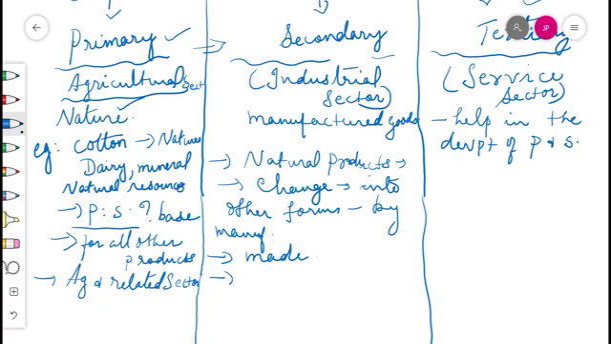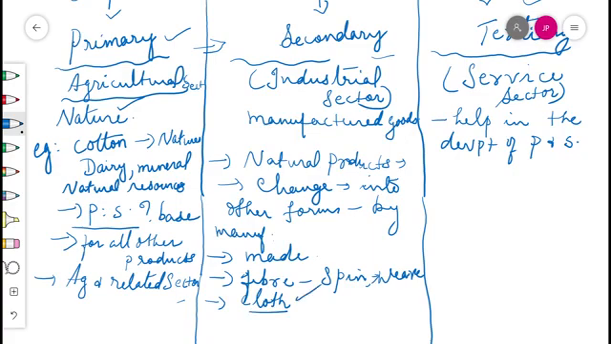For example, cotton fiber from the plant. That's from the agriculture sector. Then spinning and weaving cloth. That we already learnt in geography. It's a very typical example. The cotton plant comes from nature, depending upon natural factors like rainfall, sunshine and climate. That cotton fiber goes for spinning and weaving, and the final product is cloth.